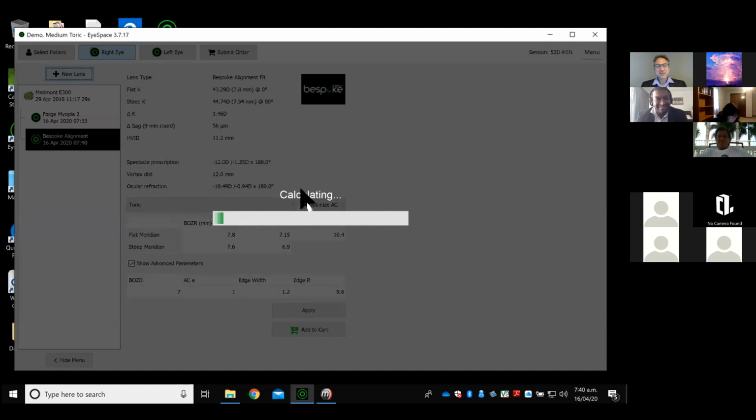I'm not sure what is running in the background, but obviously iSpace is dependent on the processor of your computer. So the bigger the processor and the more the memory, obviously the quicker the calculations are going to be.